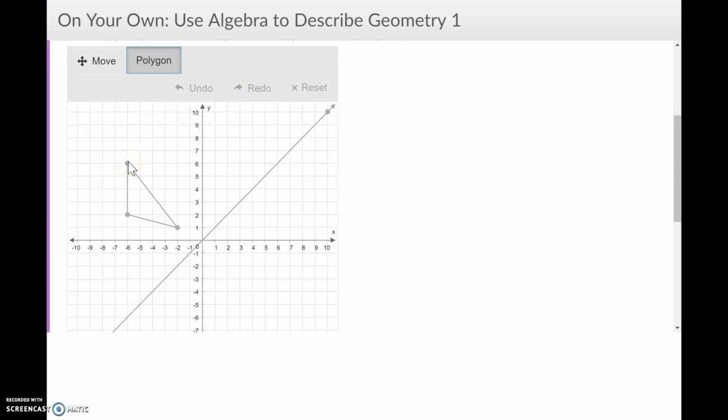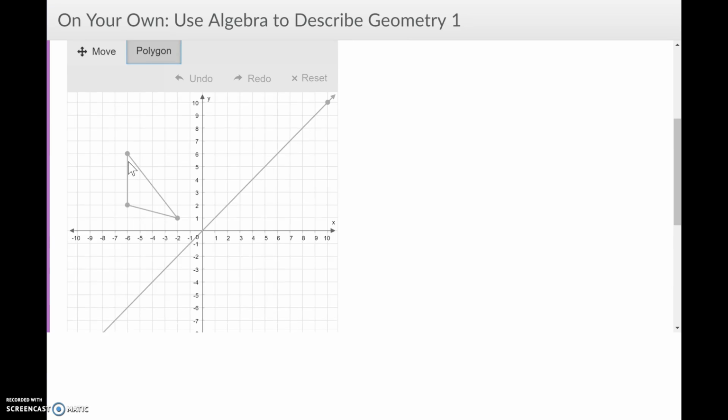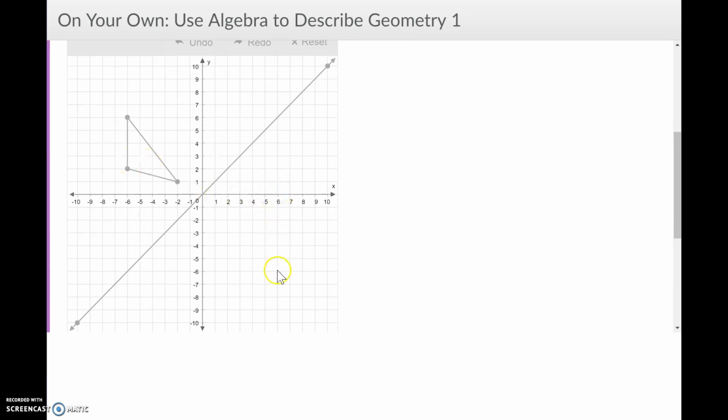So this first one, the coordinate is negative 6, 6. And the new coordinate is going to be positive 6, negative 6. They're just going to switch places. So positive 6, negative 6. All right, and we'll look at this one here, which is negative 2, 1. So the new coordinate is going to be 1, negative 2. They just switch places. They don't change.